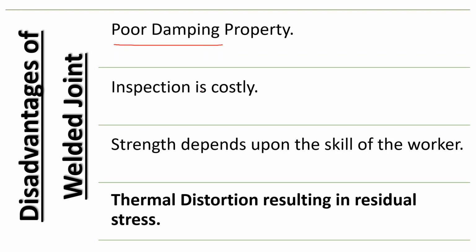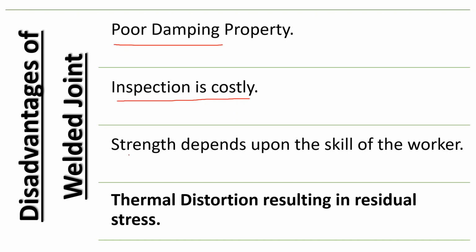Now, the second disadvantage of the welded connection is that the inspection cost is very high. Obviously, when you have made any joint or any structure, the inspection would be there. The inspection cost for riveted connections is comparatively very low, whereas the inspection cost for welded connections is very high.